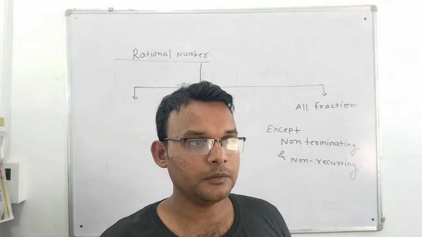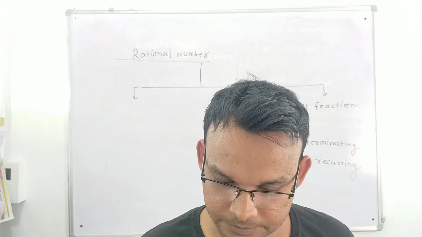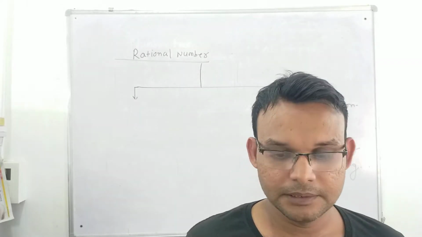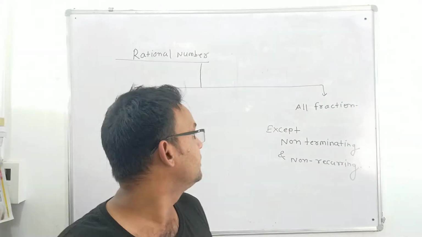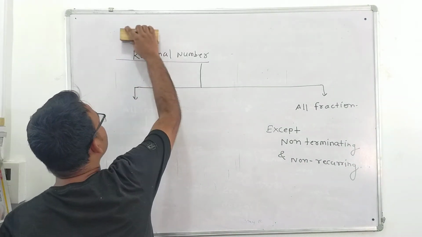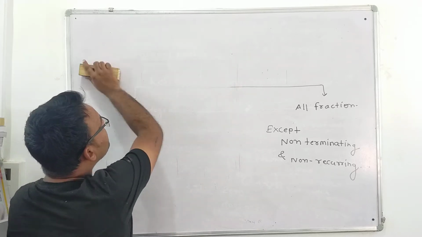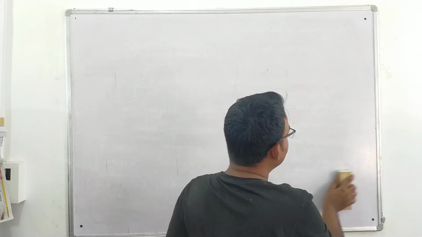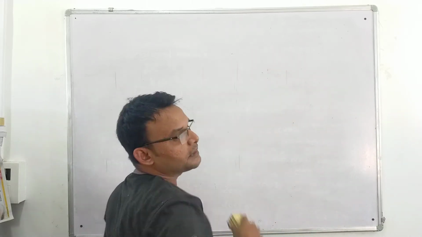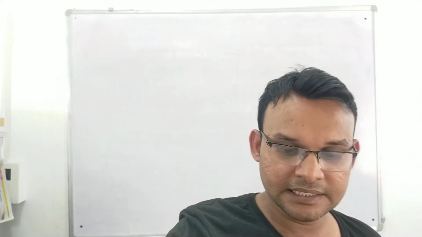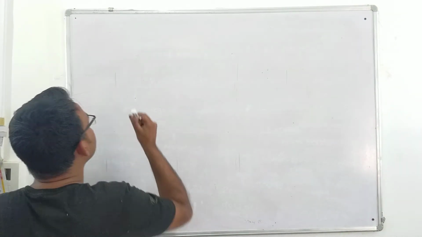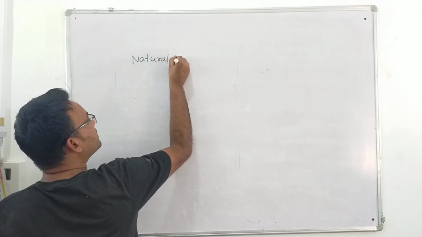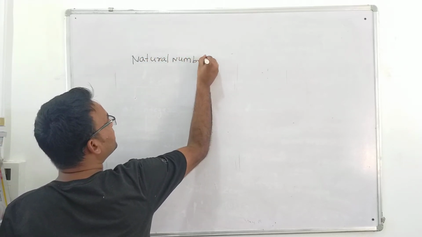Okay. Now we will discuss in this chapter different types of numbers. All these numbers you have already seen or studied in your previous class, but we will see them. First one is your natural number.